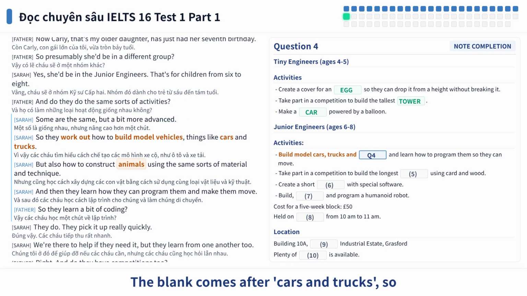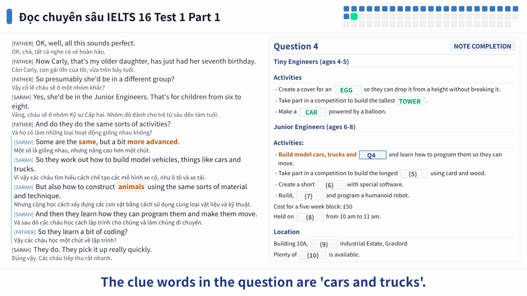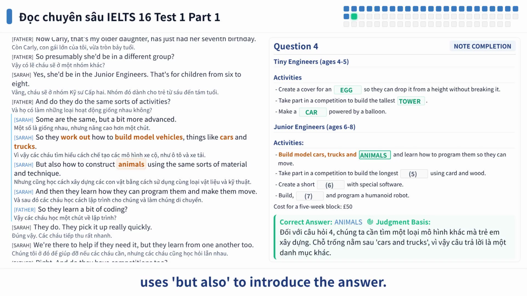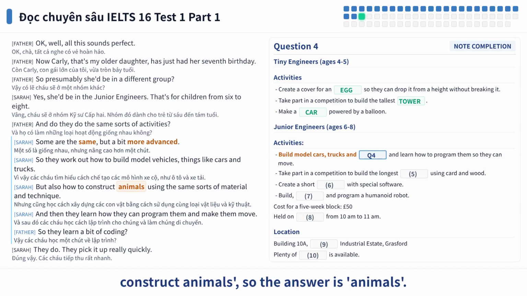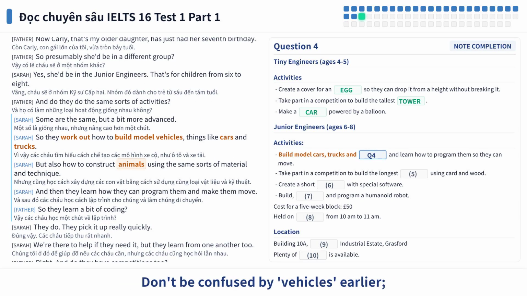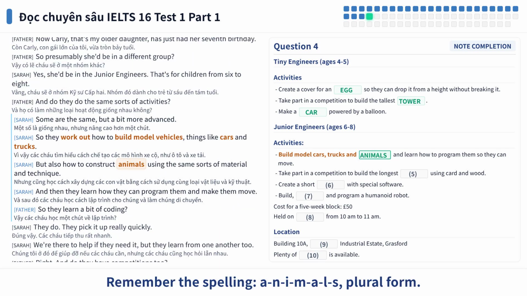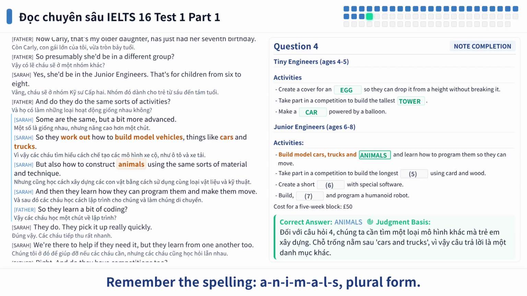For question 4, we need to find another type of model that children build. The blank comes after cars and trucks, so the answer is a different category. The clue words in the question are cars and trucks. In the recording, Sarah first says build model vehicles like cars and trucks, then uses but also to introduce the answer. The recording says but also how to construct animals, so the answer is animals.